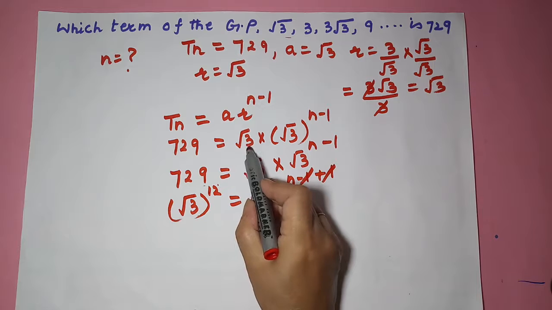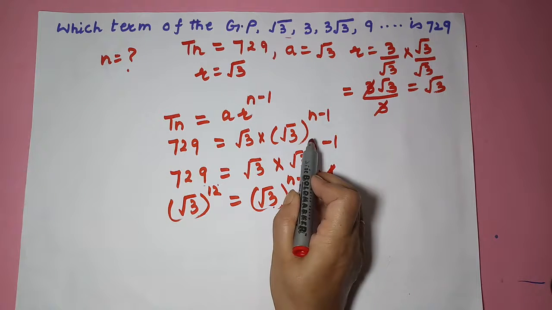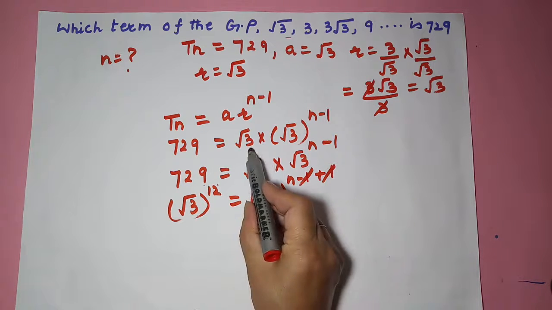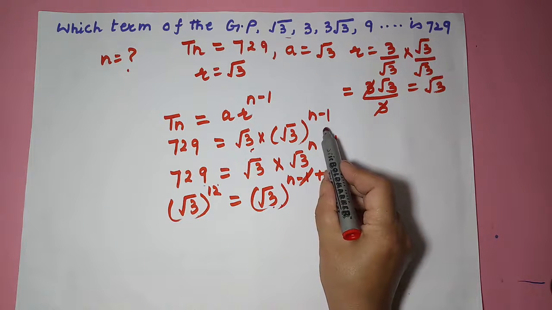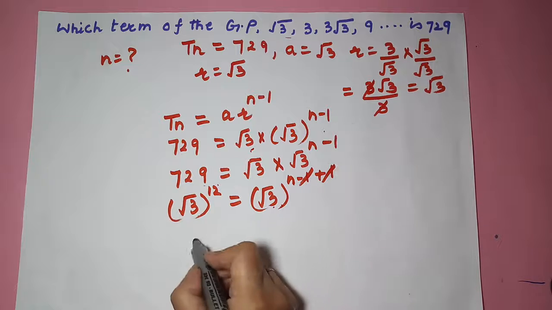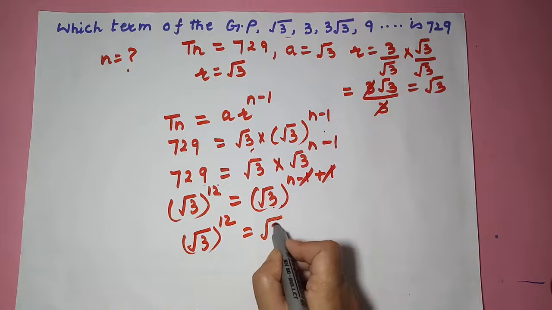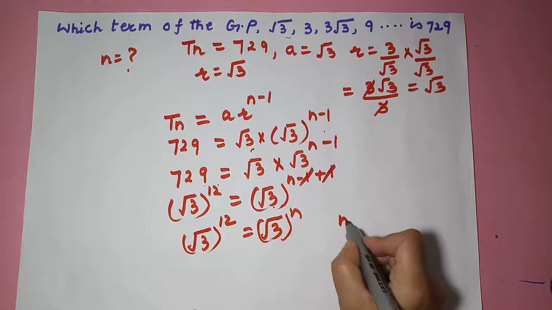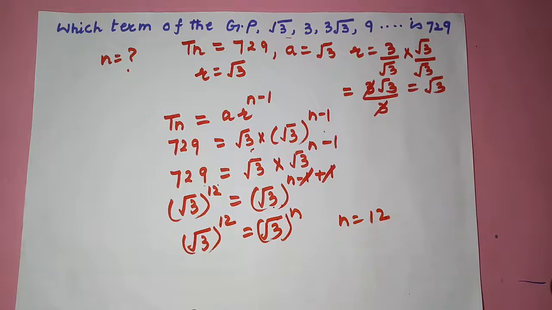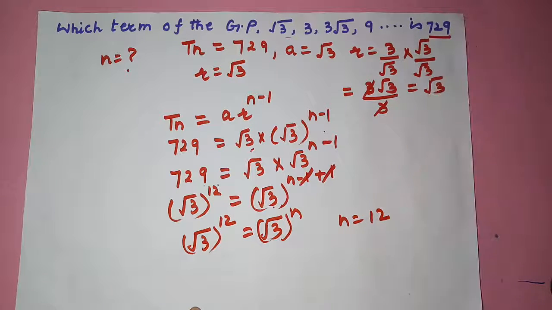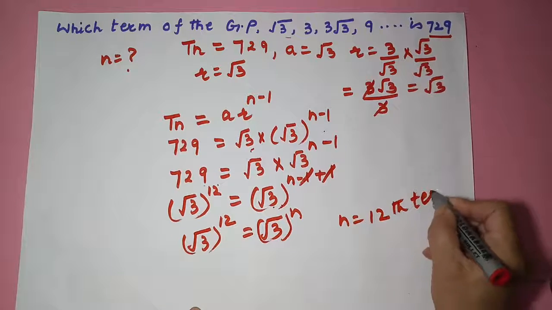Oh, we did some mistake here. Where was this? Okay, this is root 3 into root 3 raised to n minus 1. Okay. So we got root 3 whole raised to 12 is equal to root 3 whole raised to n. So your n is equal to 12. So 12th term will be 729. Fine.